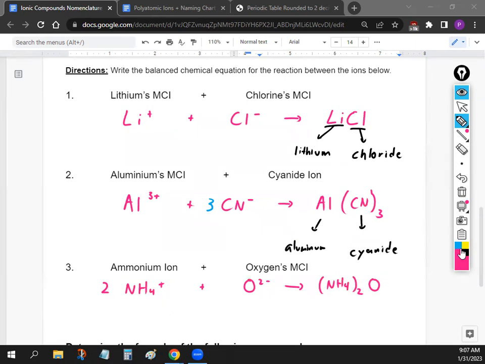All right, let's do the naming now. This one right here, we have ammonium as the cation, so we don't need to change the name of the cation. So we're going to write ammonium.